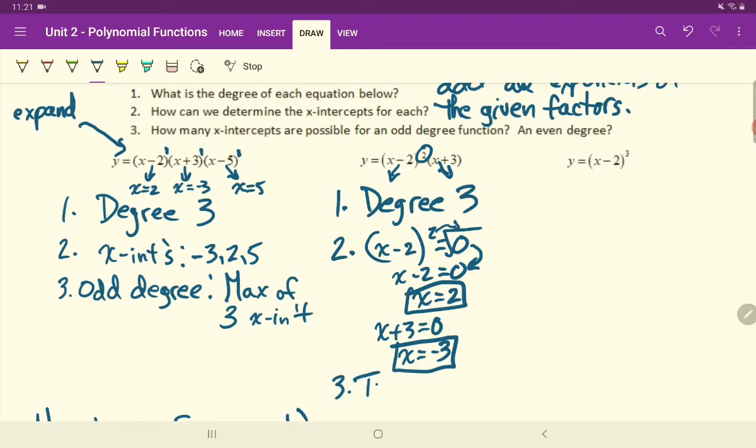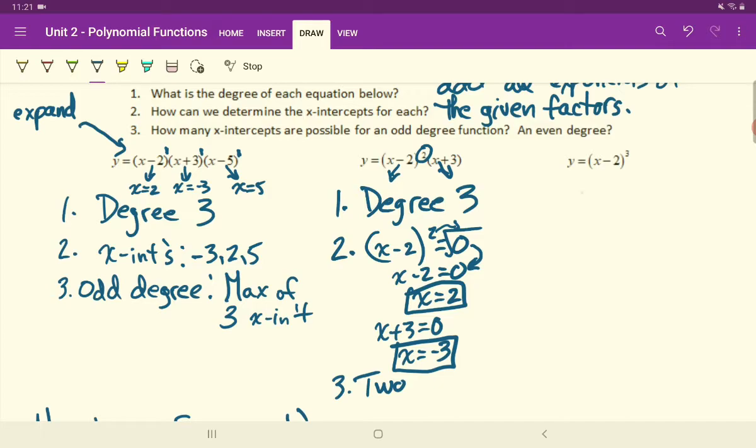Clearly, this has 2 x-intercepts, which is a possibility, right? We said that it can be up to a maximum of the degree of the equation, so it could have up to a maximum of 3, but it can also have 2 or 1. But because it's an odd degree function, it cannot have 0 x-intercepts.